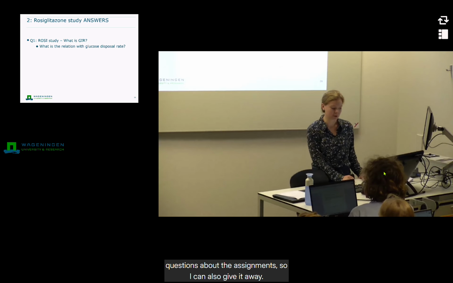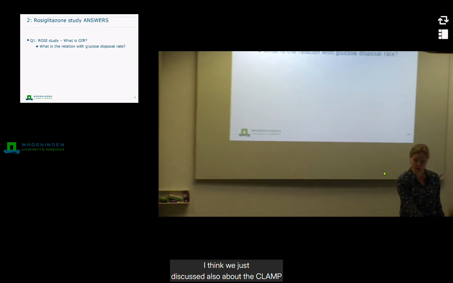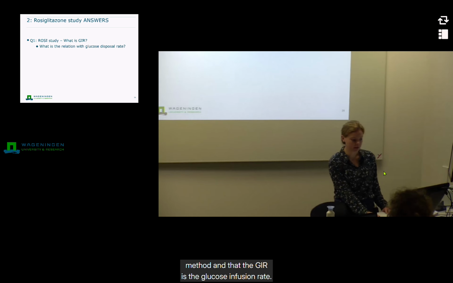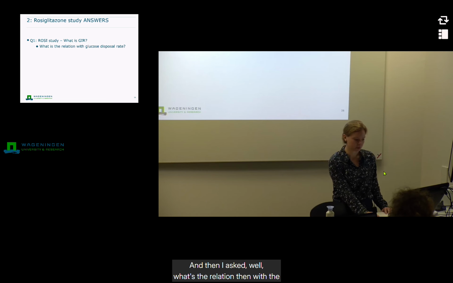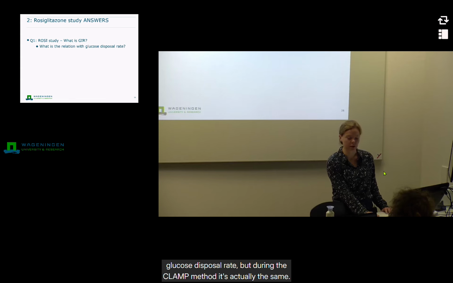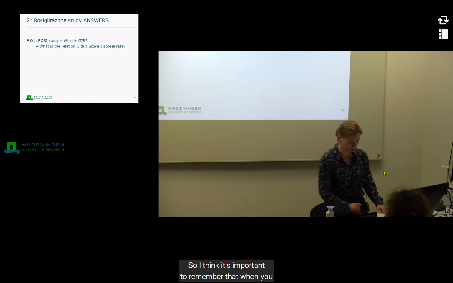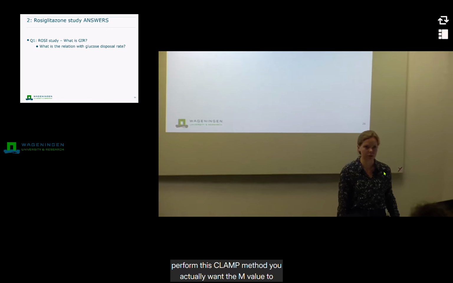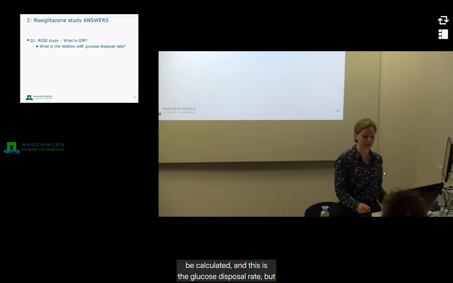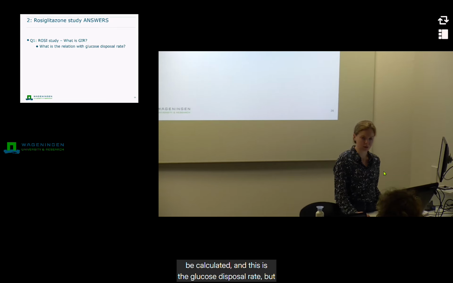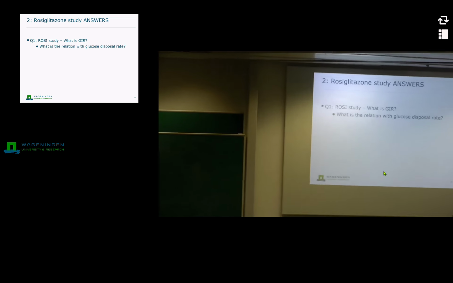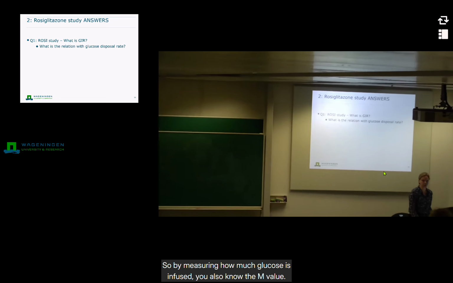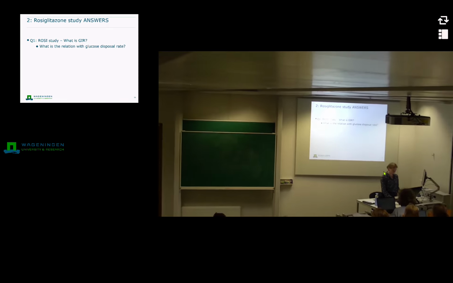So I can also give it away. I think we just discussed the clamp method, and that the GIR is the glucose infusion rate. And then I asked, what's the relation with the glucose disposal rate? But during the clamp method, it's actually the same. So it's important to remember that when you perform this clamp method, you want the M value to be calculated, and this is the glucose disposal rate. But during the clamp, it's the same as the glucose infusion rate. So by measuring how much glucose is infused, you also know the M value.